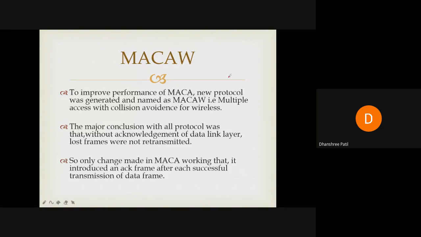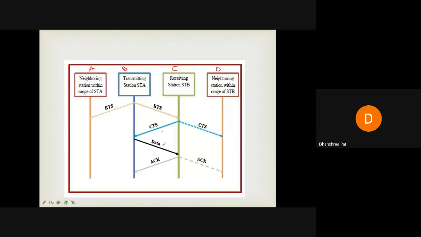And the next is MACAW. To improve the performance of MACA, a new protocol was generated, which is MACAW, multiple access with collision avoidance for wireless. There is only one additional thing done, and I have already explained it. That is nothing but this acknowledgement. This part is there in MACAW.